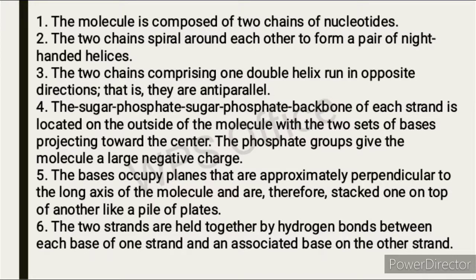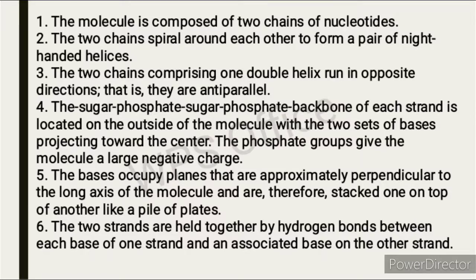This manner of construction is evident in the chapter-opening photograph, which shows the original Watson-Crick model. Number 6: the two strands are held together by hydrogen bonds between each base on one strand and the associated base on the other strand. Because the individual hydrogen bonds are weak and easily broken, the DNA strands can become separated during various activities, but the hydrogen bonds are additive, and the large number of hydrogen bonds holding the strands together makes the double helix a stable structure.